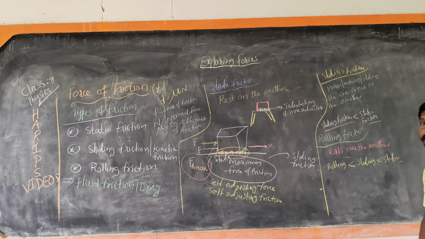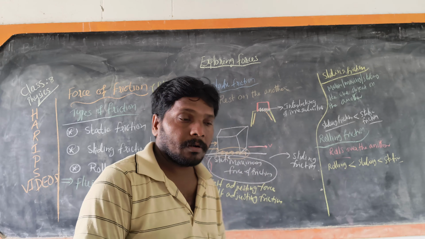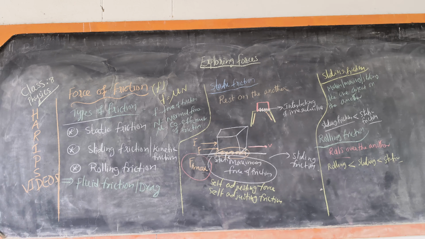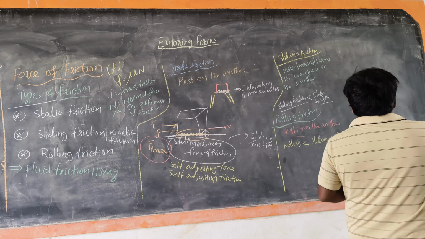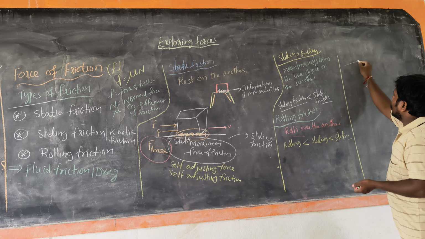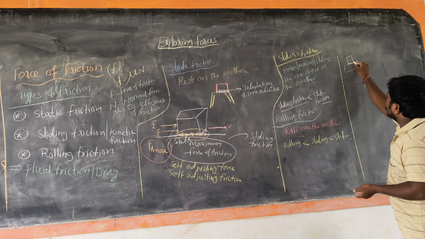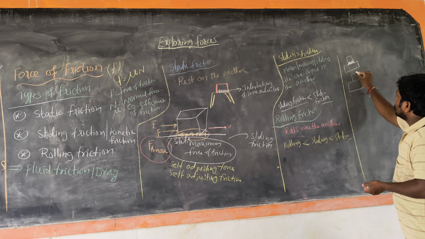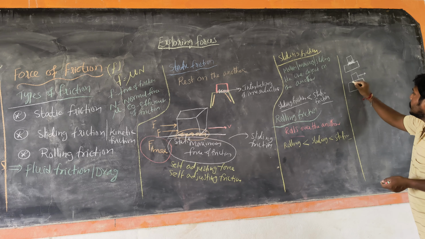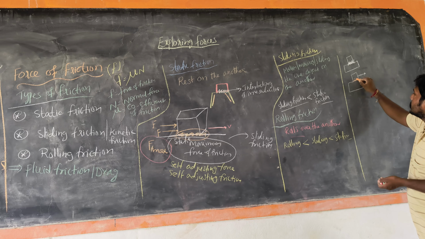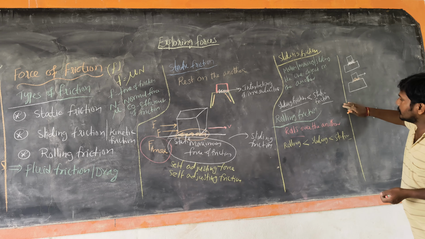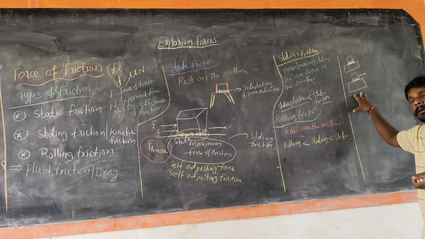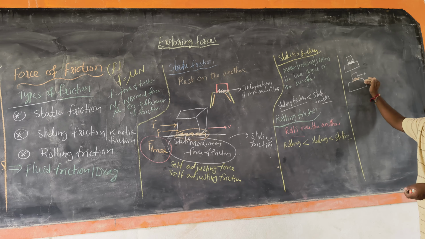This is because the interlocking of irregularities is different for static friction, sliding friction and rolling friction. If the object is at rest on another one, maximum interlocking takes place. If the object is moving on the other one, interlocking takes place, but less. When compared to static friction, it is less.